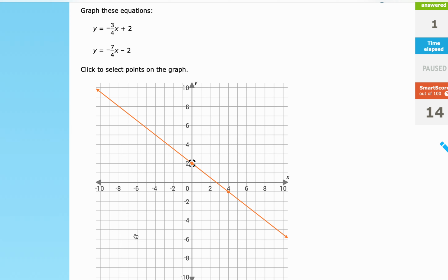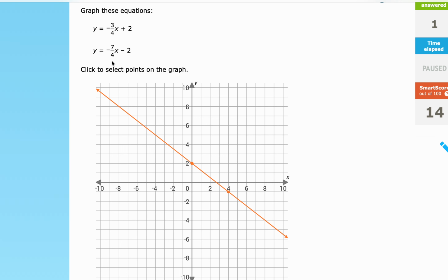So 2 is positive, so since the y-intercept is positive, we start above the 0 on the y-axis. It starts from 2, goes down 3, and goes right 4. If a slope is written as a fraction, then remember you go up or down, and then you turn right, okay? So now we're also going to graph this.